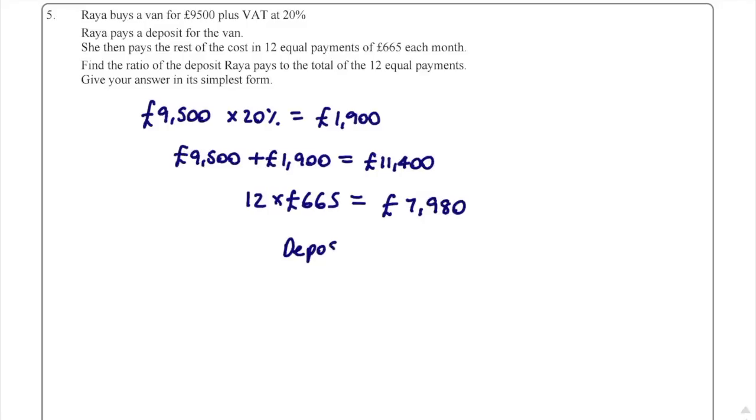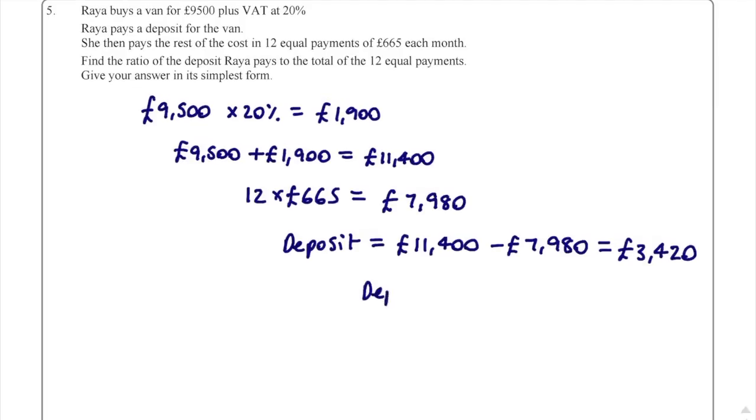And then to get the deposit, we just need to do 11,400 subtract £7,980, which is 3,420. Now the question says find the ratio of the deposit Rhea pays to the total of the 12 equal payments. So it's the ratio of the deposit to the 12 equal payments.